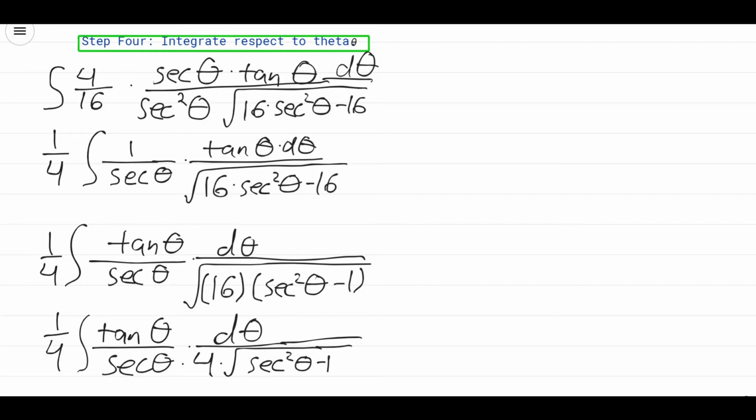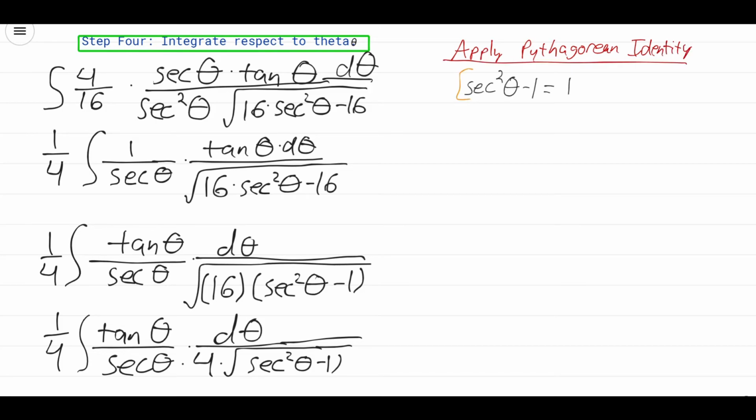Well, we have to know the Pythagorean identities, and we know that we can apply them to secant squared theta minus 1. We're going to apply the Pythagorean identity. And we know that secant squared theta minus 1 is equal to tangent squared theta. Thus, we can substitute tangent squared theta, which is a lot easier to work with than secant squared theta.